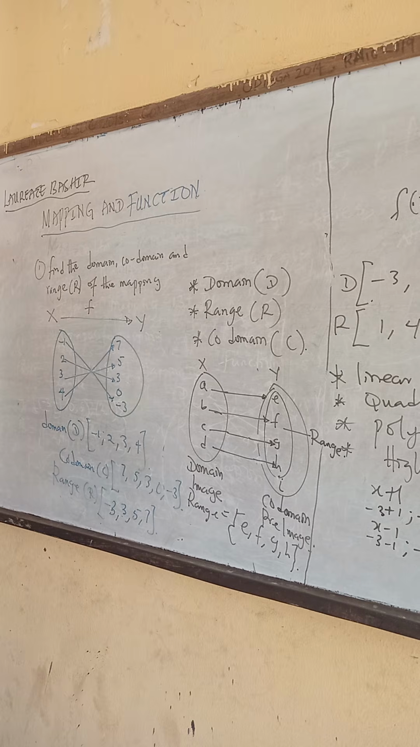So I hope you understand the difference between domain, codomain, and range now with this example. There are some other examples like this that they always give, in terms of mapping, that will ask us to find the domain, codomain, and range. So let's see another example so that we can move on to other stuff.